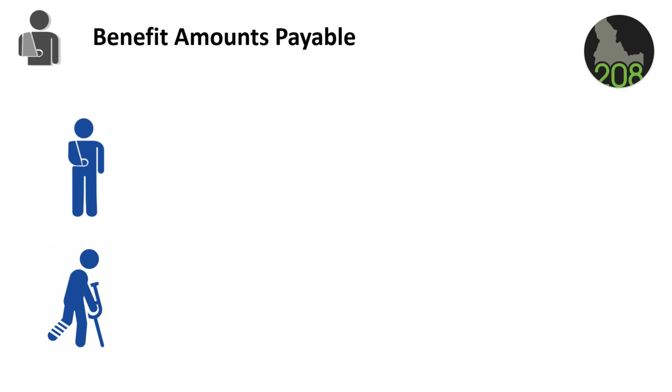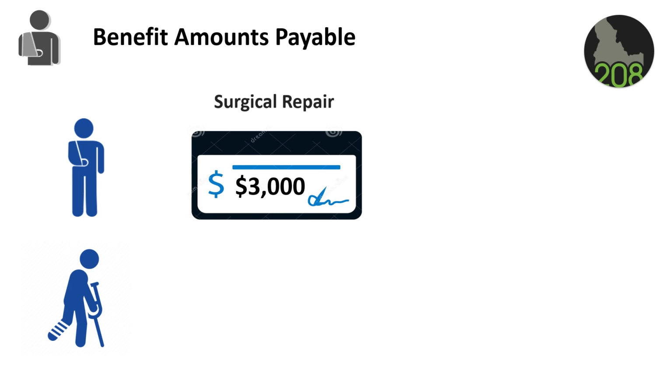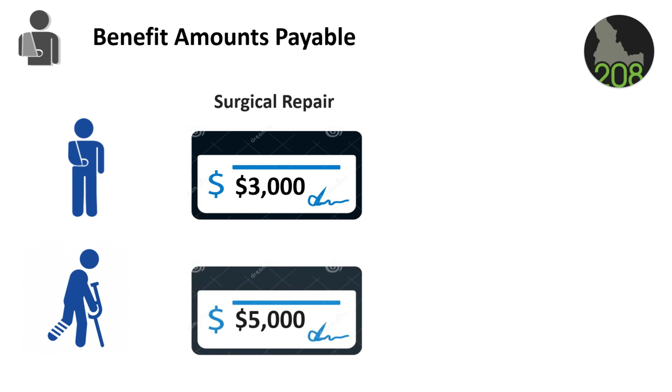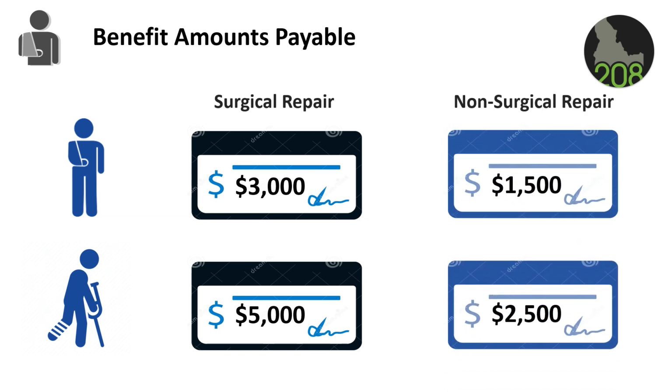If you were to suffer an upper arm fracture that required surgical repair, there would be a $3,000 benefit payable. If you had a lower leg fracture that also required surgical repair, there would be a $5,000 benefit payable. If either of these injuries does not require surgical repair, there is a non-surgical benefit, which is roughly 50% of the surgical repair benefit. These dollars are sent directly to you. You use them how you see fit to take care of your out-of-pocket medical expenses, including your deductible, co-insurance, etc., or your everyday living expenses. It is your money. You do with it as you see fit.